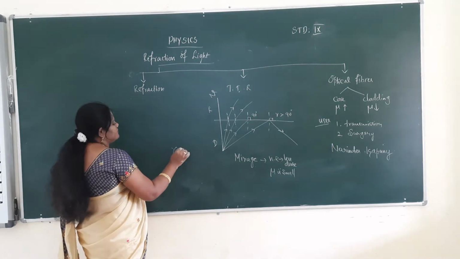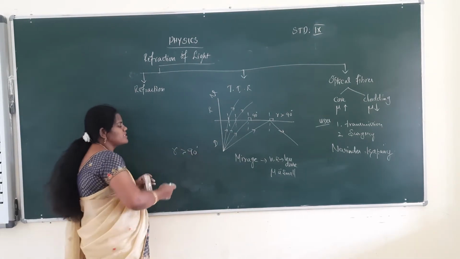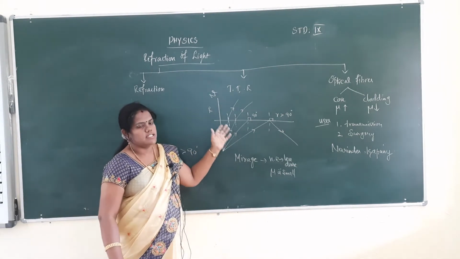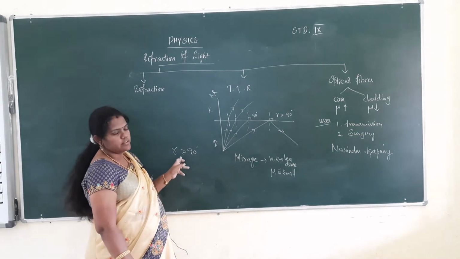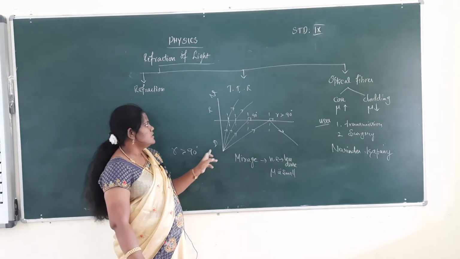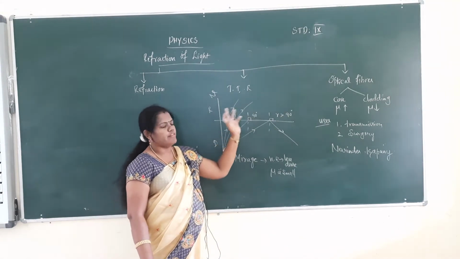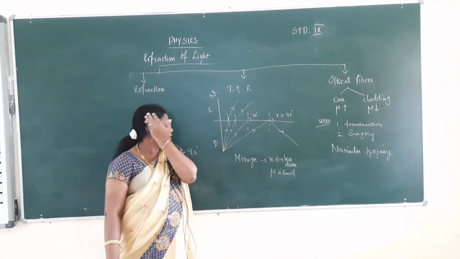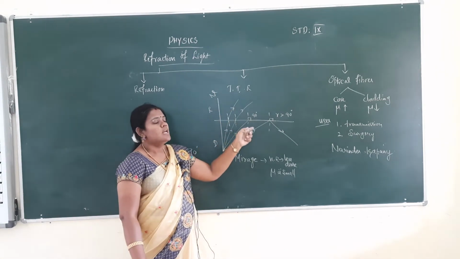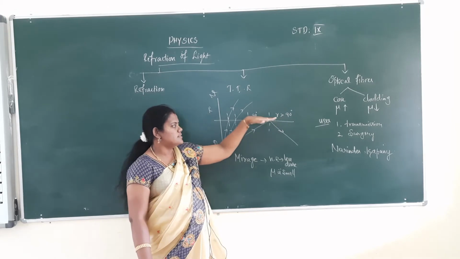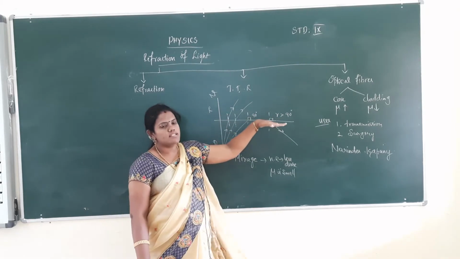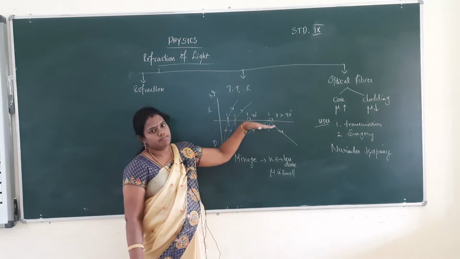Suppose the angle at which light passes is 40 or 60, below the angle of 90. Below the angle of 90, the refraction angle is below 90, and the light just bends away from the normal line. At the angle of 90, it crosses the mean position of the normal line.